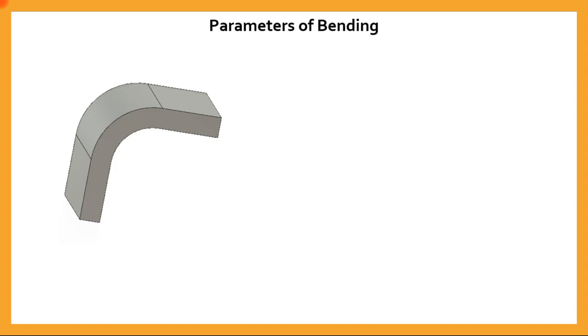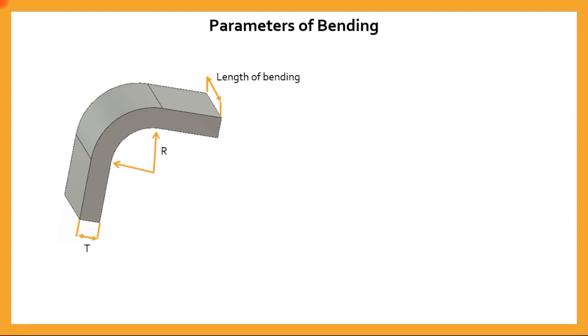Let us have a look at the parameters of bending. So here is a sheet metal which has been bent. The length of the sheet metal which undergoes the bending is the length of bending as shown in this dimension. This is the thickness of the sheet metal.